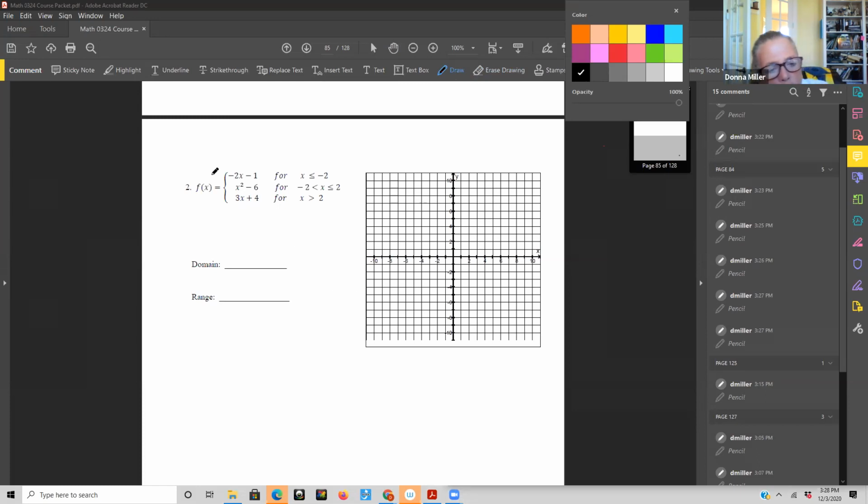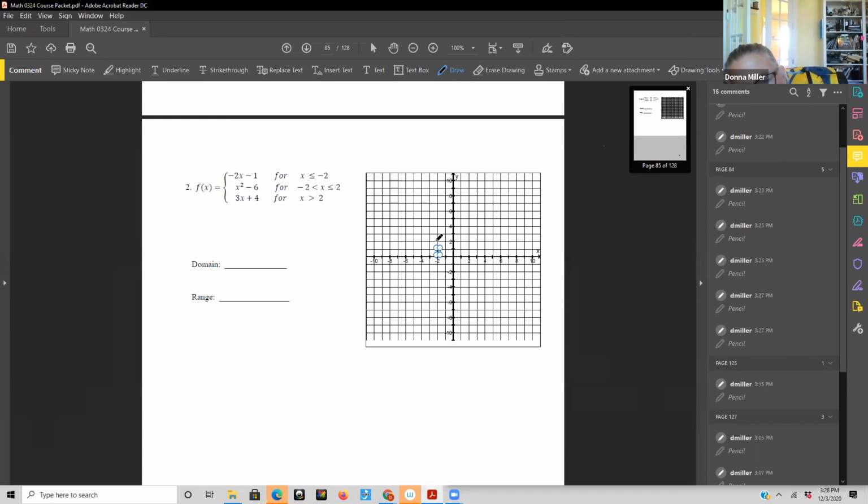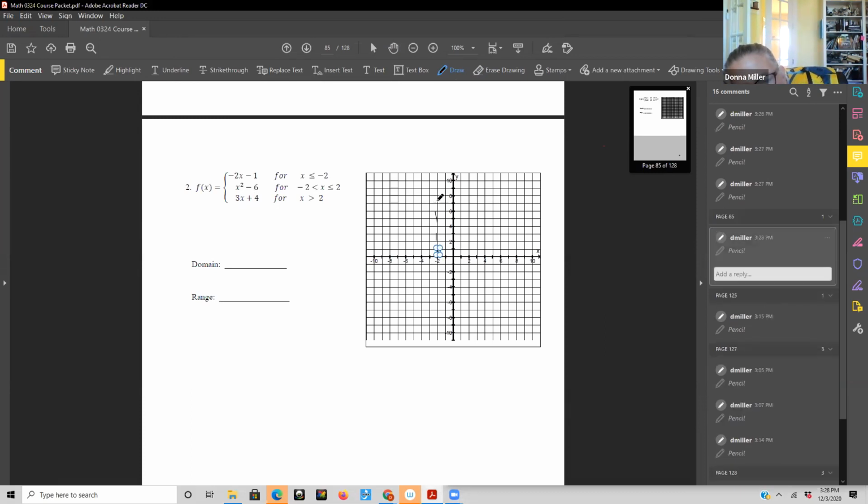All right, so this particular graph has 3 pieces. It has 1 piece for x less than -2, 1 piece for x between -2 and 2, and 1 piece for x greater than 2. So you have 2 boundaries. You have -2 and 2. So I'm going to draw vertical lines there so that I know that I'm not going to cross those boundaries. Those vertical lines aren't part of the graph. They're just telling me not to cross.